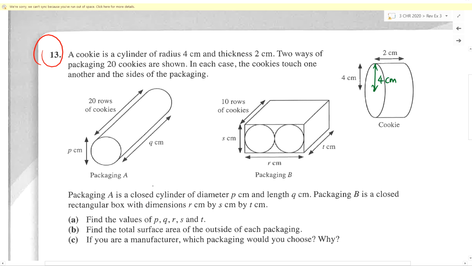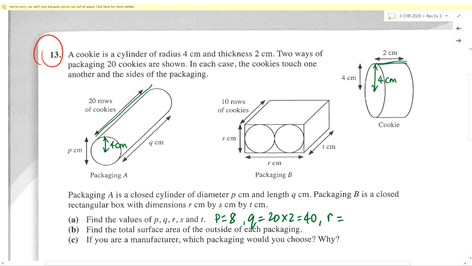Let's start with P. For part A, if we know that the radius is 4 centimeters, what must P be? 4 times 2, or 4 plus 4, that's 8. So P equals 8. Q, the thickness is 2 centimeters. We've got 20 of them. 20 times 2, and we get 40.